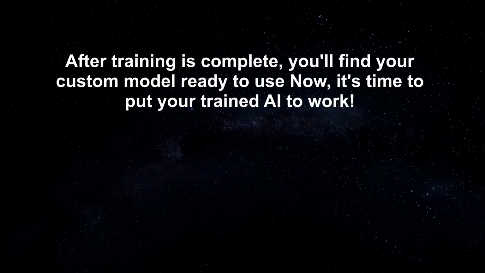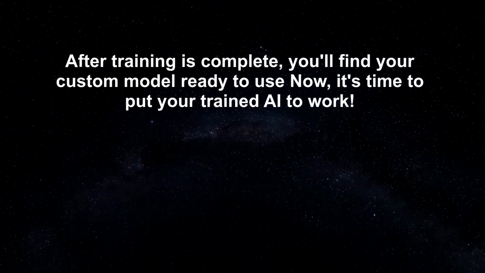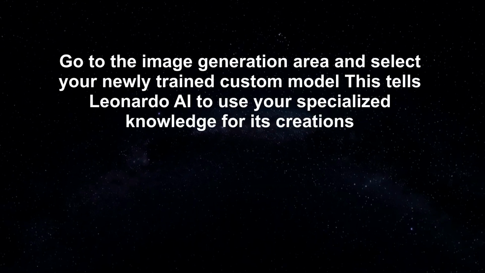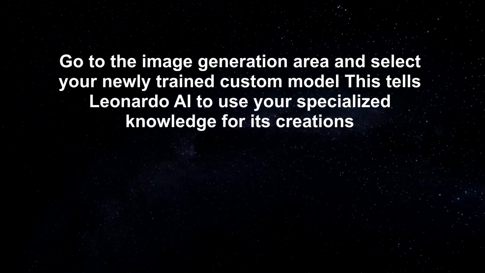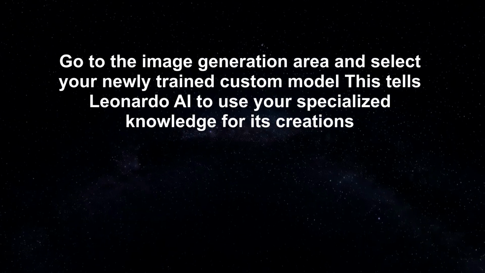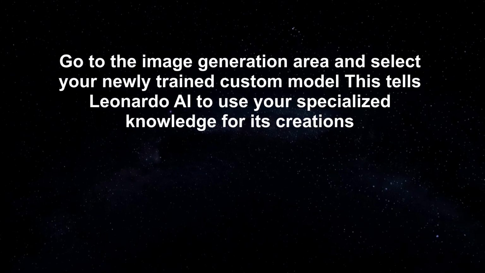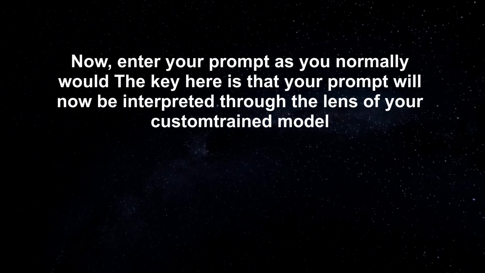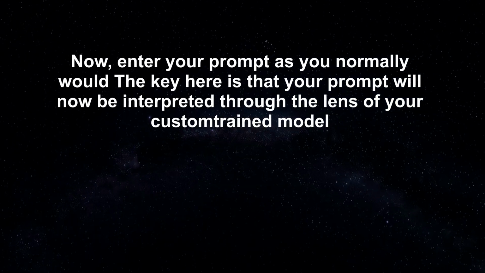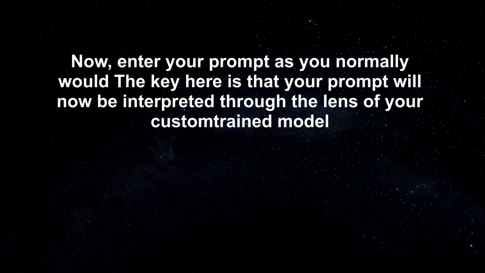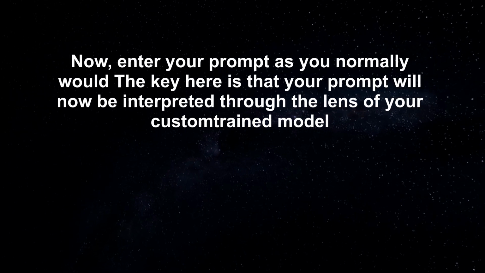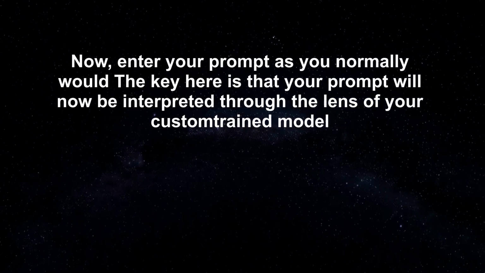Now, it's time to put your trained AI to work. Go to the image generation area and select your newly trained custom model. This tells Leonardo AI to use your specialized knowledge for its creations. Now, enter your prompt as you normally would. The key here is that your prompt will now be interpreted through the lens of your custom trained model.